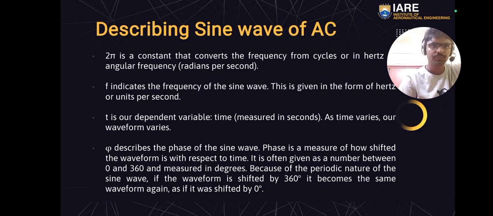Because of the periodic nature of the sine wave, if the waveform is shifted by 360 degrees, it becomes the same waveform again, as if it is shifted by 0 degrees. So by observing the phase value, we can say that it goes from 0 to 360, as we imagine an x-axis and y-axis plane from 0 to 360 degrees. So naturally, when the waveform is shifted by 360, it becomes the same waveform again, as when it is shifted by 0.